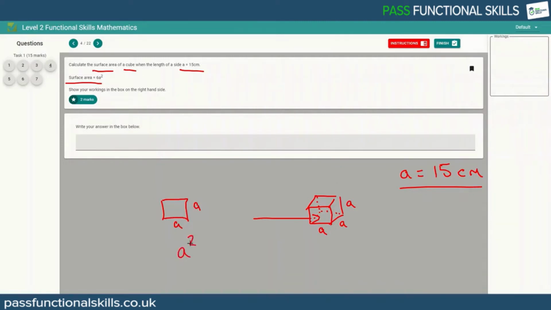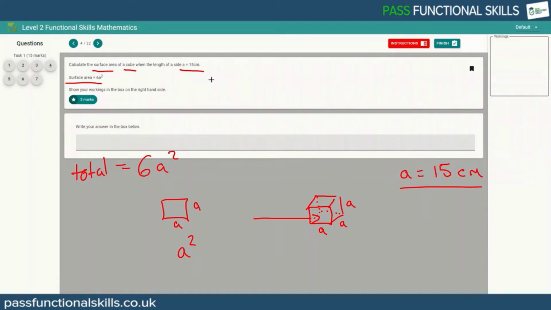Now, since cubes have 6 faces, to find the total surface area, we just multiply the area of one of the faces by 6. So this is where this formula comes from, and they've given it just as a helpful reminder. What we simply could have done is just plug 15 into this formula and get the correct answer, but this is just a quick run through of where that comes from.